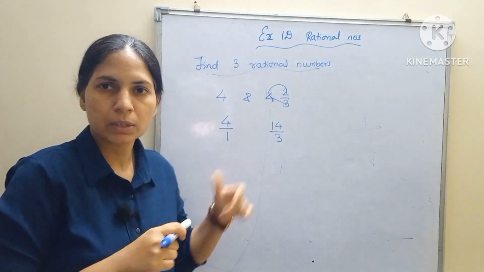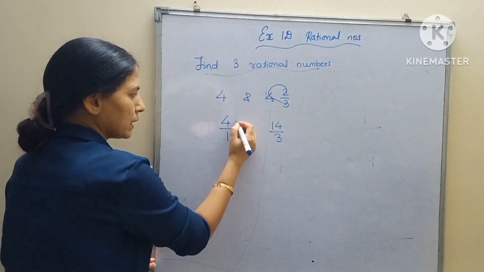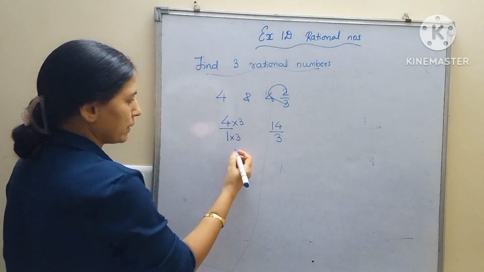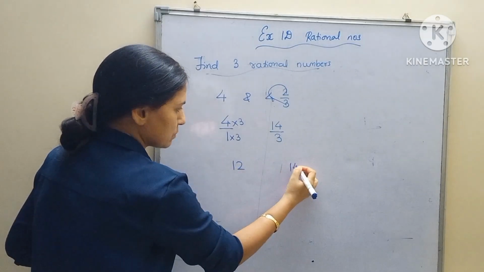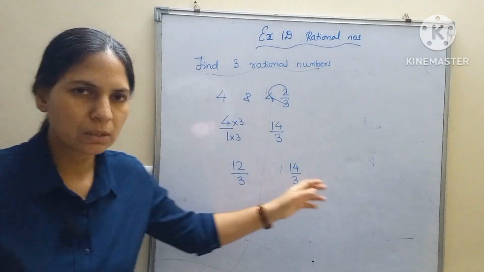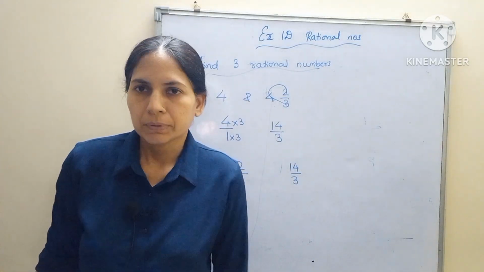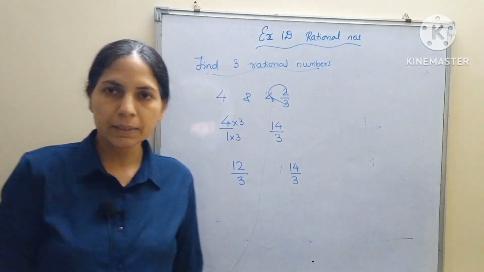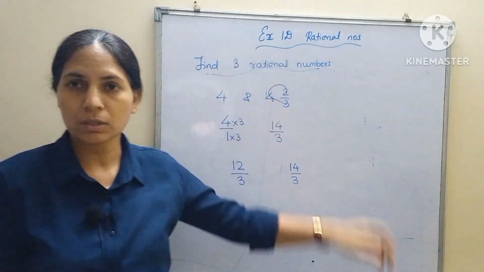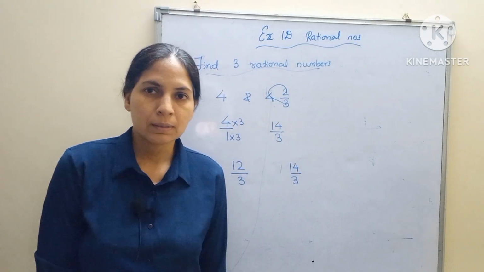Step 2, equalize the denominators. Multiply this by 3 and 3. LCM is 3, right? This becomes 12 upon 3, this becomes 14 upon 3. Now students, between 12 and 14, there can be only one number, that is 13. Okay, but here we have to find 3 rational numbers. So what can you do?